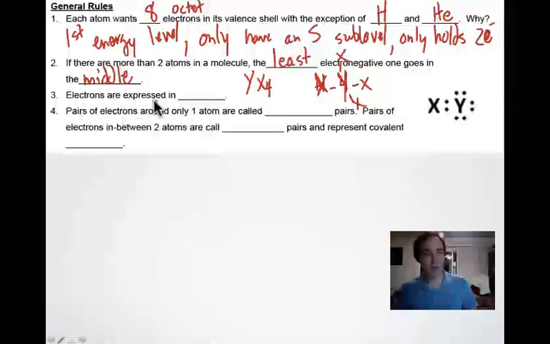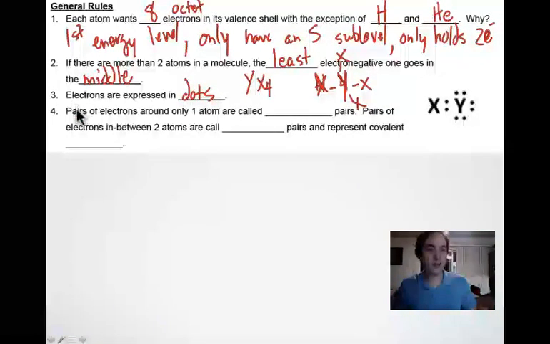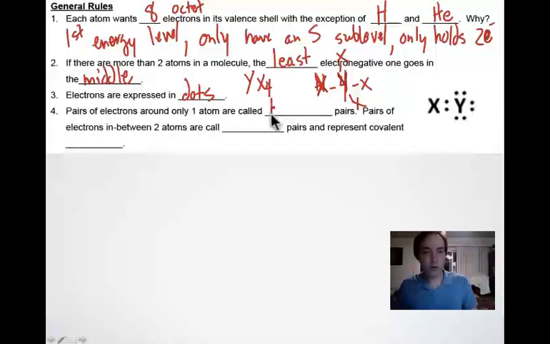The next idea is that electrons are going to be expressed in dots, just because it's Lewis dot. So use dots to represent electrons. And then the last rule is that pairs of electrons around only 1 atom are called lone pairs.